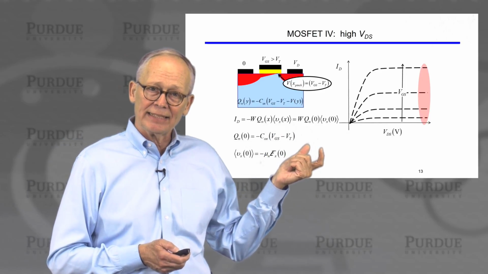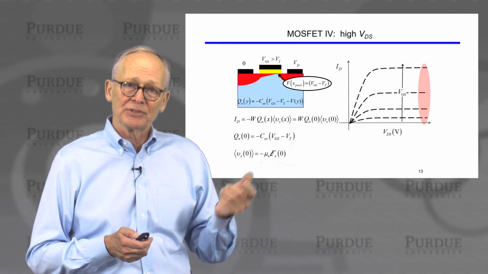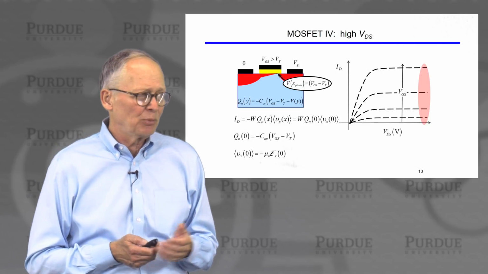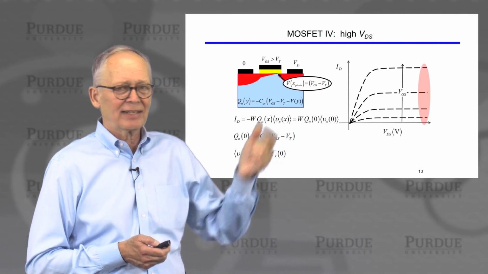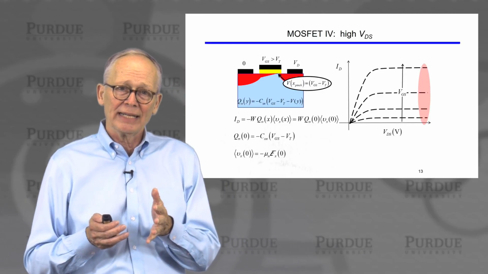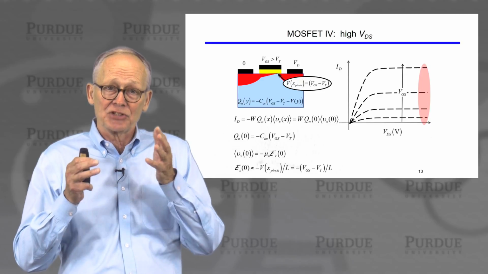Now, what's the velocity at that point? We need to know the velocity too. Well, that's mobility times the electric field at that point. What's the electric field at that point? Well, it might have a complicated spatial dependence. It might be nonlinear. Under low bias, it was just VDS divided by channel length.